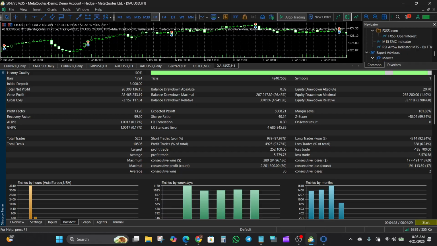As always, these results are based on historical backtesting, and real market performance can vary.